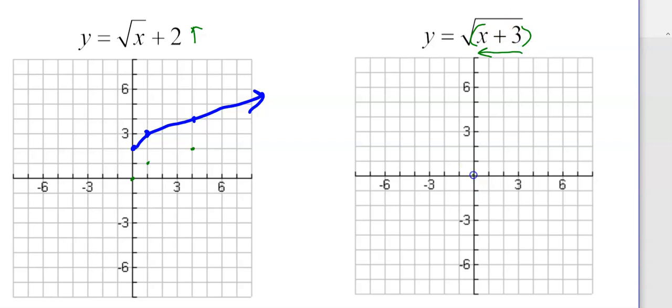So you take the points we know and love, (0, 0), (1, 1), (4, 2). And every point is going to move 3 units left. So that's there, 3 units left, and you can draw your graph. And this has a domain of x greater than or equal to -3, and the range is y greater than or equal to 0.